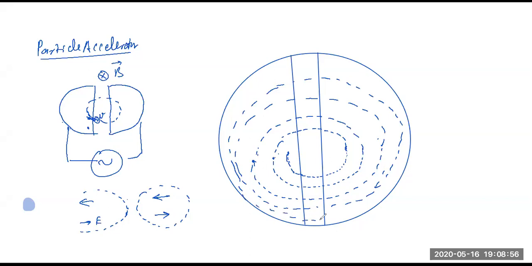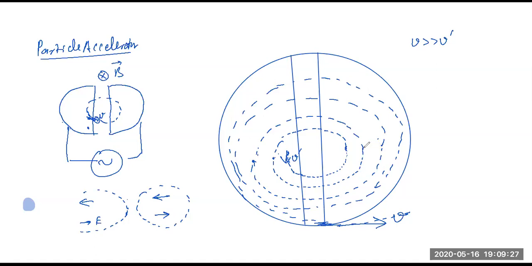And the radius keeps on increasing. Now, when it comes out, there will be a small defect over here. So when it comes out, it will have a much greater velocity as compared to the velocity which it had here. Yes or no? Because the field was continuously acting on it, its velocity was continuously increasing. The moment it comes out, its velocity will be much, much greater than the velocity inside.